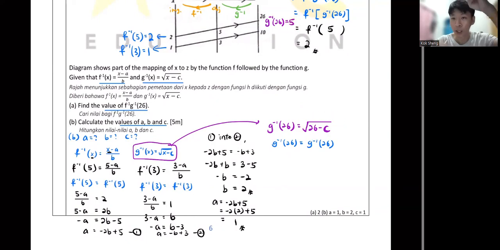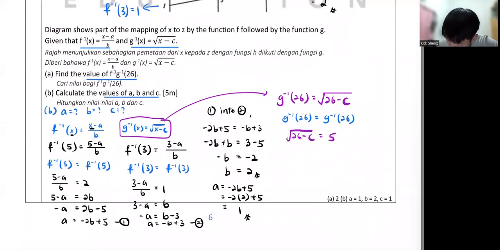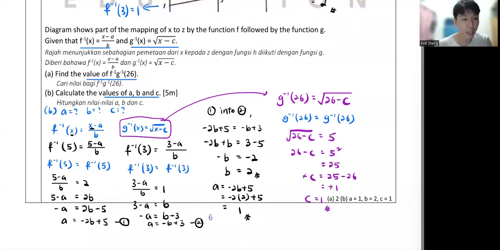They can both equal. Square root of 26 minus c equals 5. So everything just bring over. Square root, bring over. Okay, 5 squared is 25. And the 26 bring over becomes minus, negative c. Okay, I know the step is quite long here.